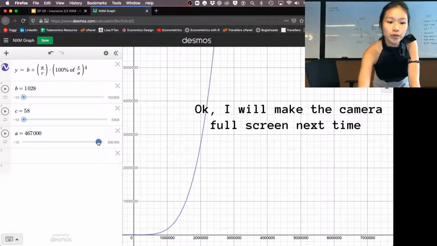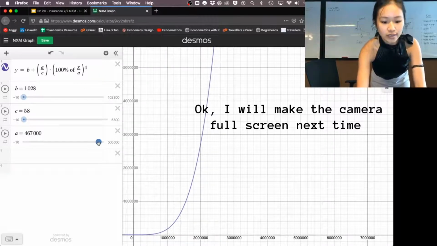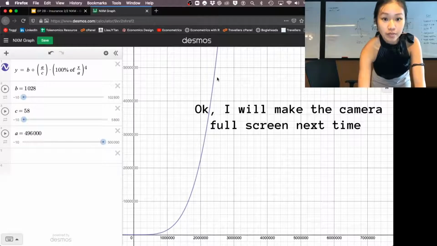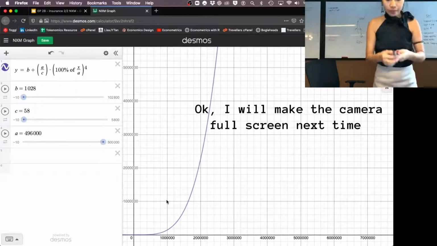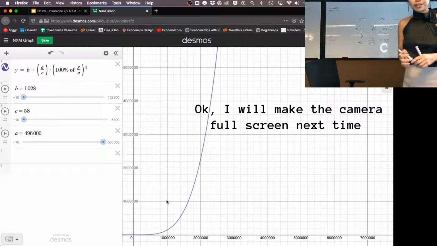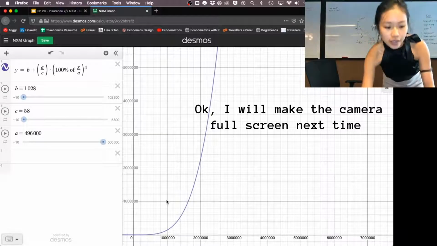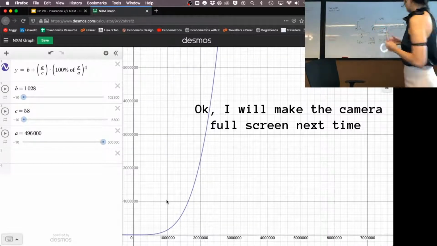So when the capital pool increases, the X increases. As we can see, as the X increases, the line becomes more gentle, right? And if all things stay the same, this is what it is.